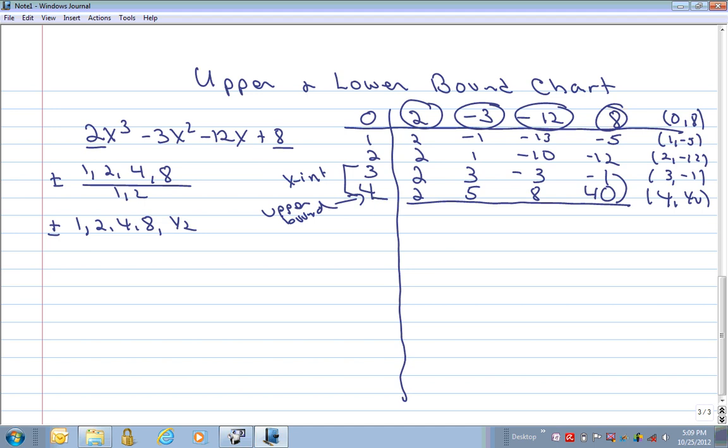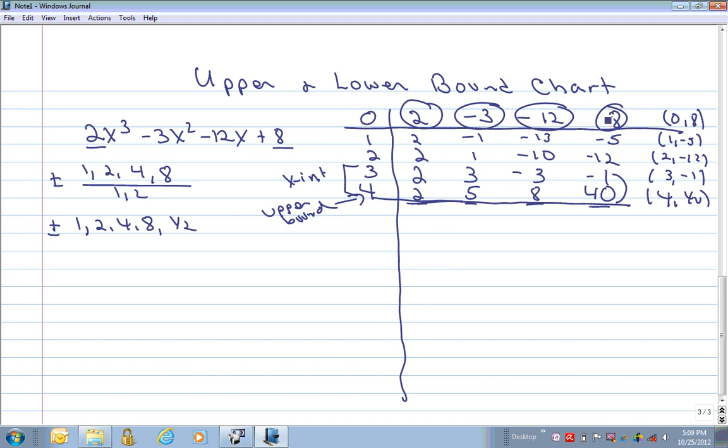All right, now we're going to find the lower bound. And for the lower bound, these values are the same, but they're alternating signs. So it's positive, negative, or negative, positive. They're alternating signs. So we're going to start over our chart. We're going to start with negative numbers.